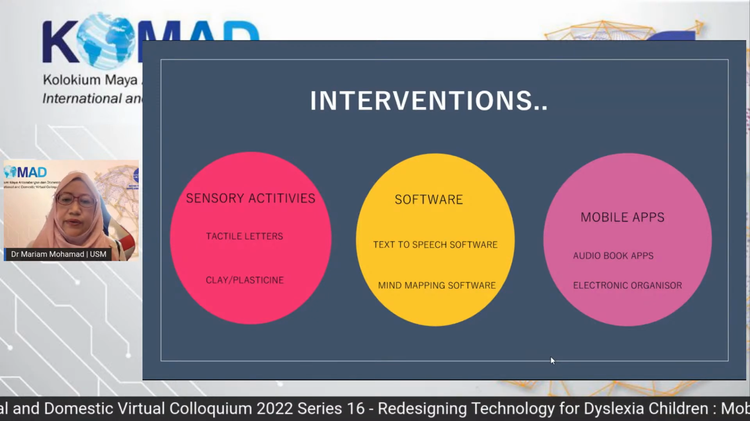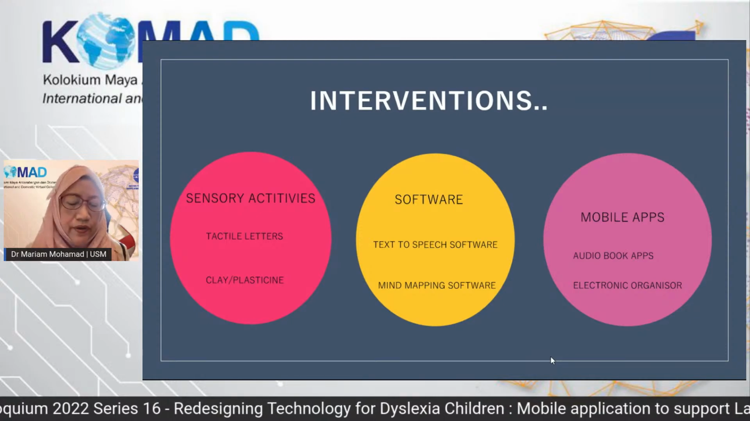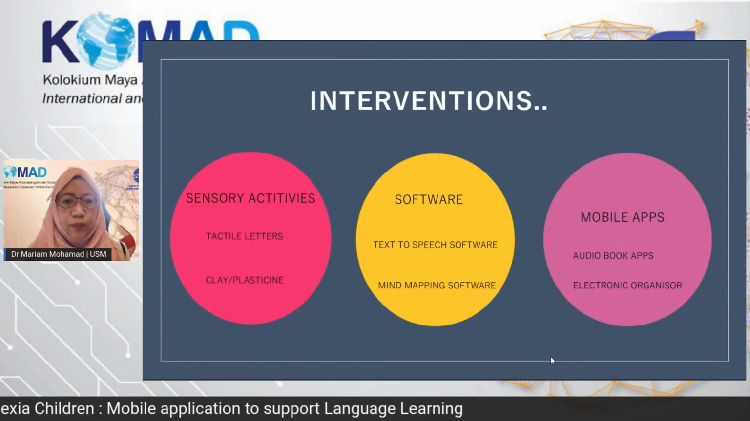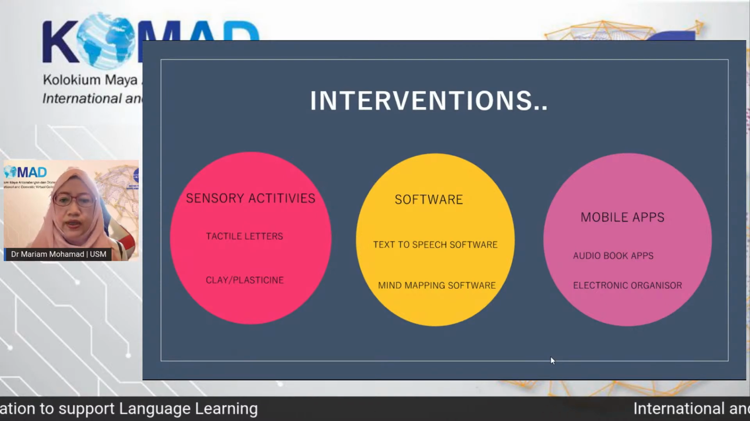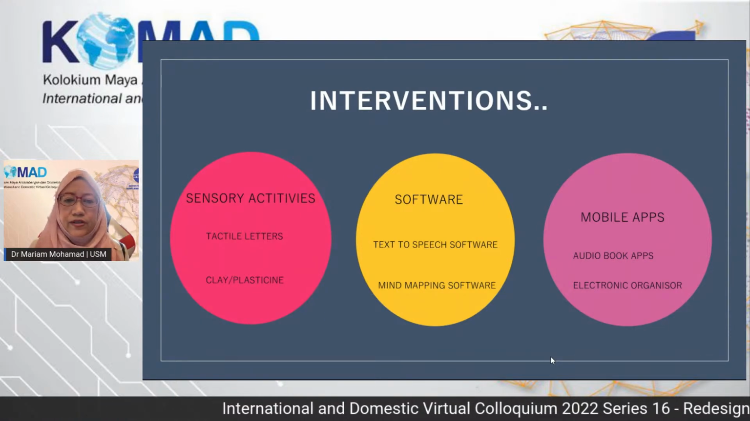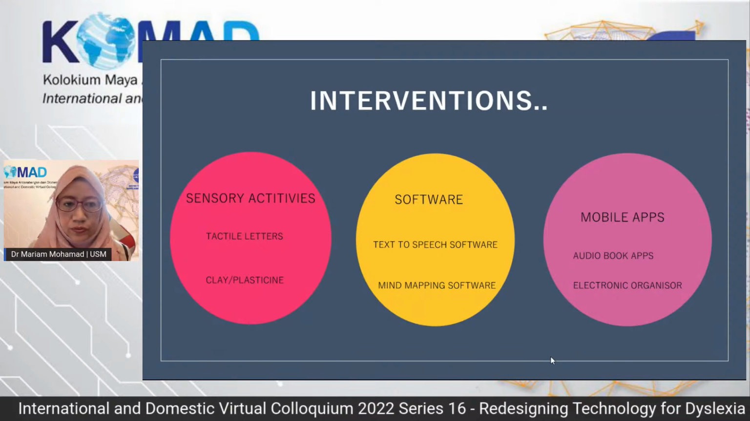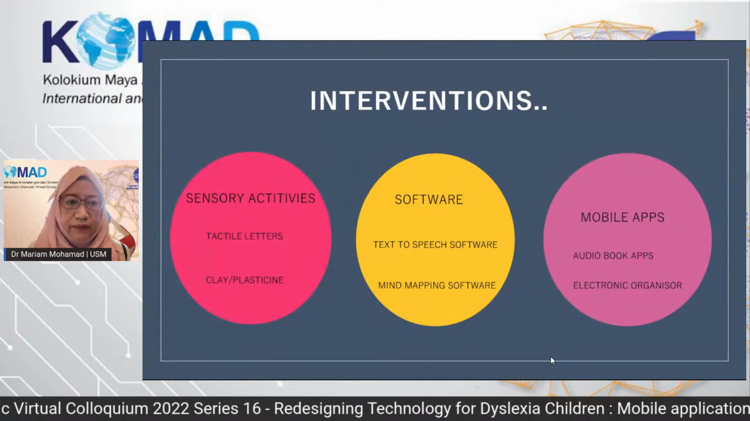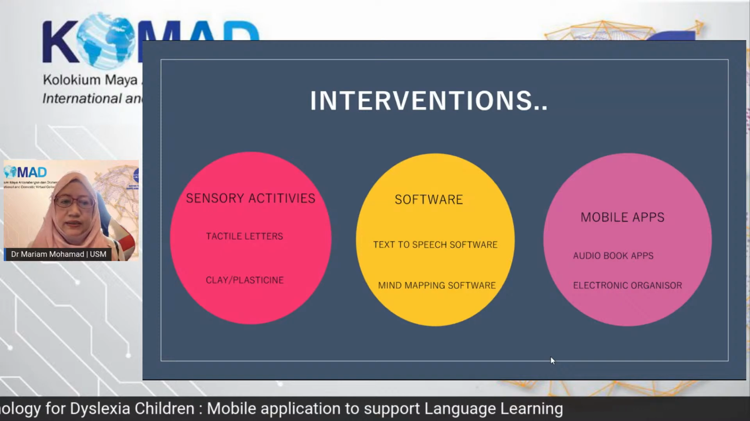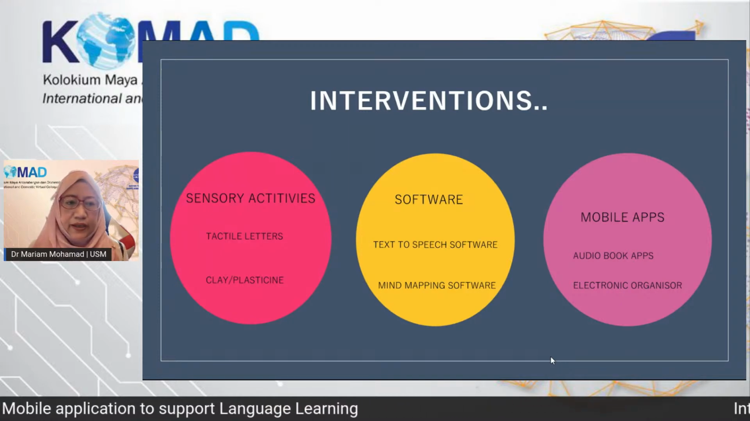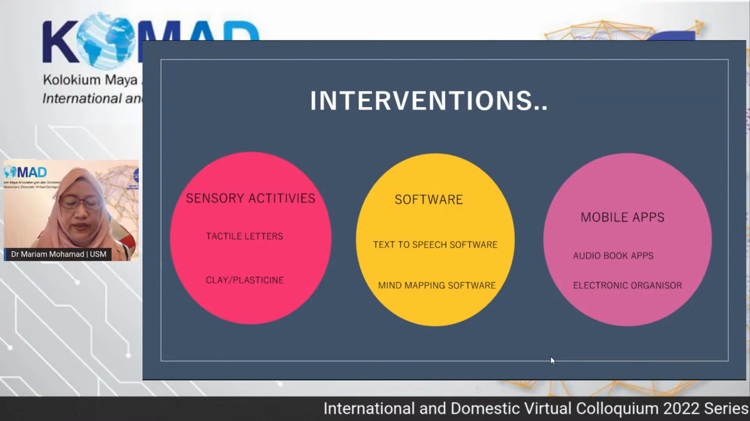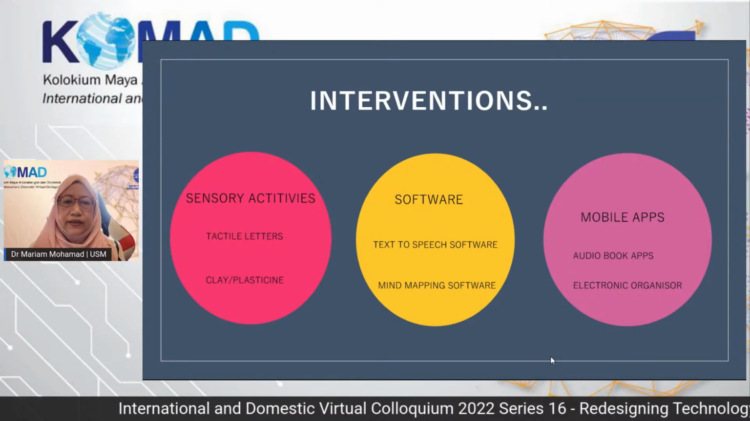The next one, lately we have mobile apps, for example, audiobook apps. So rather than reading the book, the children can enjoy books while listening to audiobooks, and can also use an electronic organizer, for example, to plan what they're going to do in daily life, for example the timetable and so on. Because one of the flaws of dyslexia children is they tend to forget what they want to do. So they can use this kind of electronic organizer to help their daily life. Okay, that's about interventions.